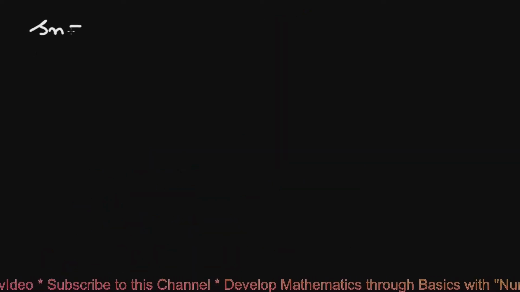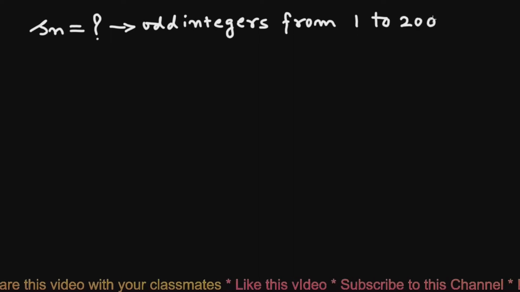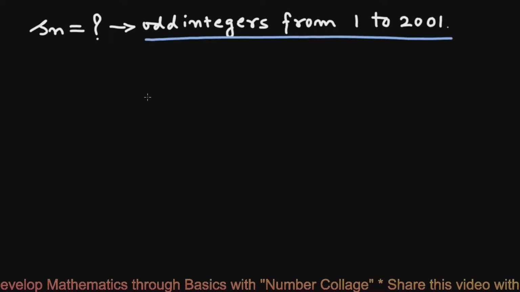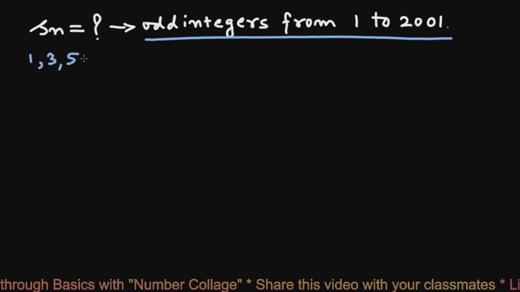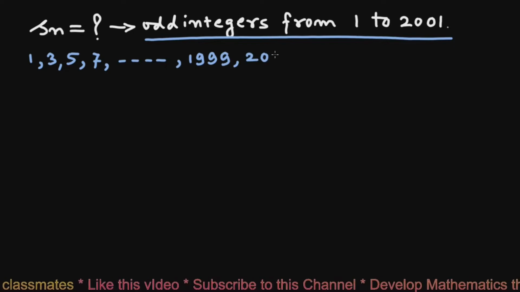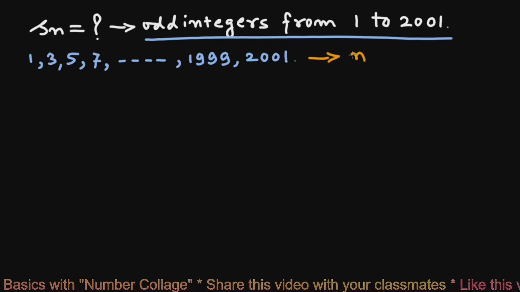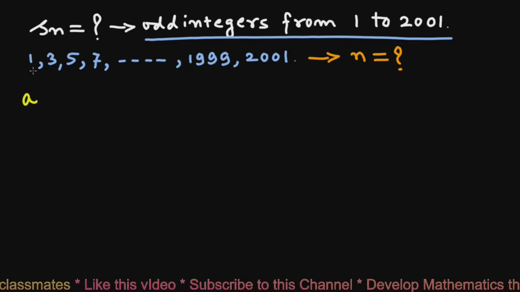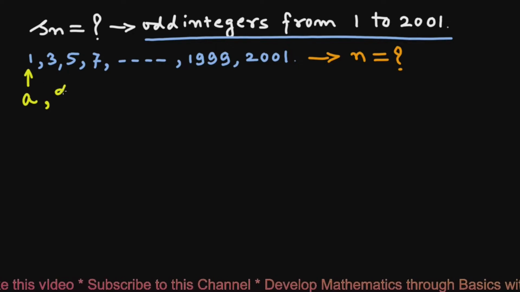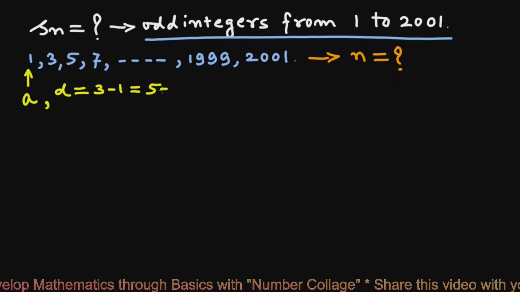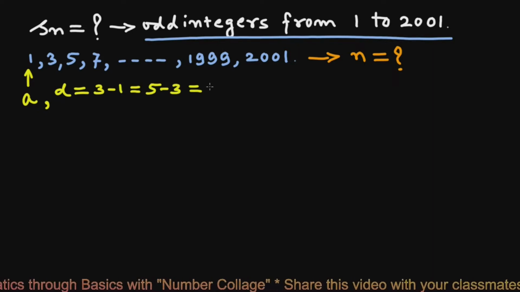We have to find the sum of odd integers from 1 to 2001. The odd integers from 1 to 2001 will be 1, 3, 5, 7, so on and so forth, 1999, 2001. We have to find the number of all these integers. We have here the first term a, 1, and the common difference d is 3 minus 1, that equals 5 minus 3, that equals 2.